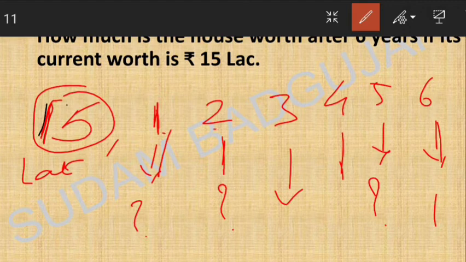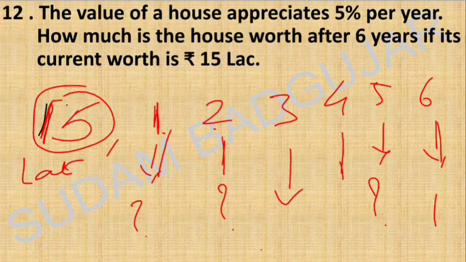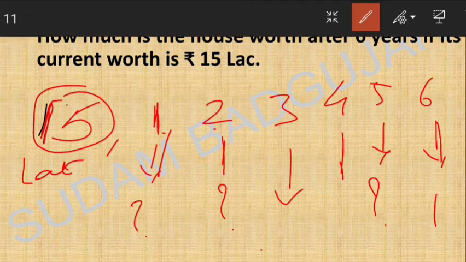See here, 1, 2, 3, 4, 5, 6 and one more is here. Means you have to find out T7. That's it, T7. And what is A? A is the first term. A is nothing but this one.